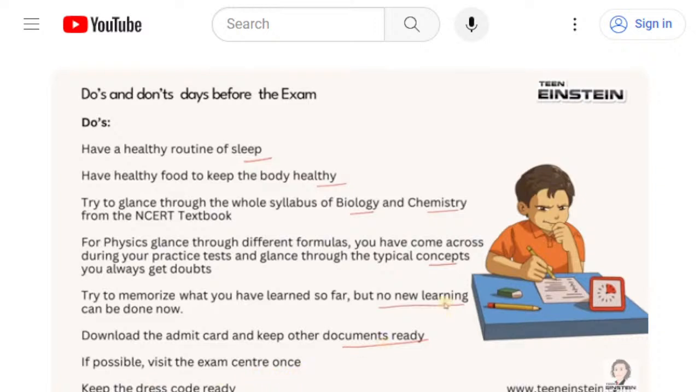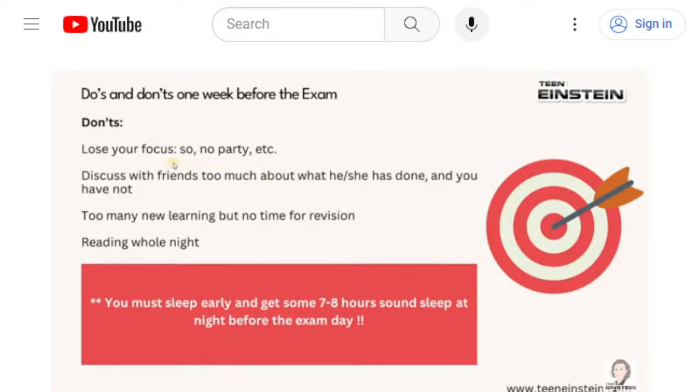just to build confidence. Now, what you should not do is lose your focus in any way. So better to avoid any kind of party, like marriage parties and other things, because that will drag your attention away from the subjects. During this time you should avoid discussing too many things with your friends, like what they have prepared, what you have not prepared, etc. That will just increase your pressure and tension, that's all. And too much new learning also will not be very beneficial. As I said, without revision you may not be able to retain it in your brain.